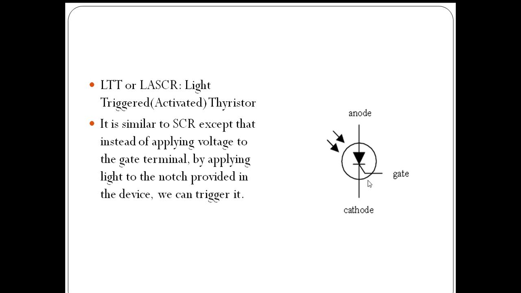In a normal SCR, once anode to cathode voltage is applied and we provide the gate signal, the SCR will conduct. The only change is that the triggering is with respect to light. When light is incident on the notch of the LTT, the device will conduct.